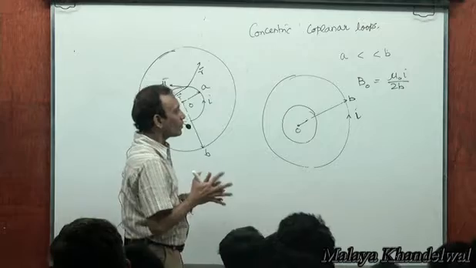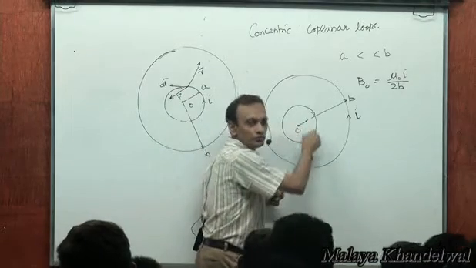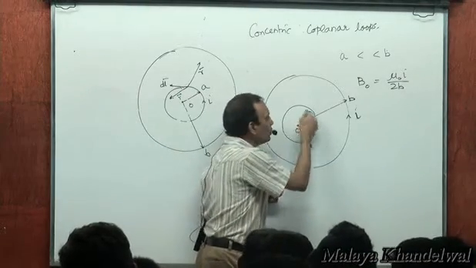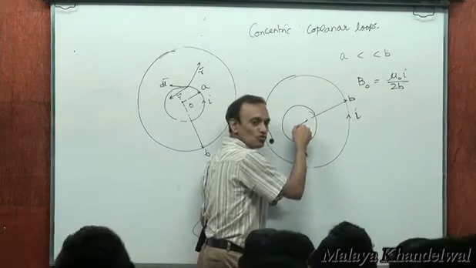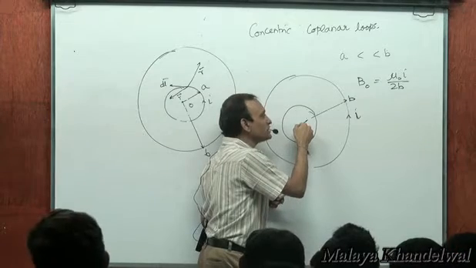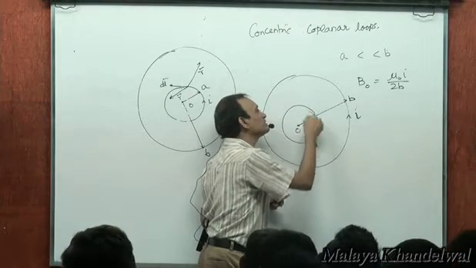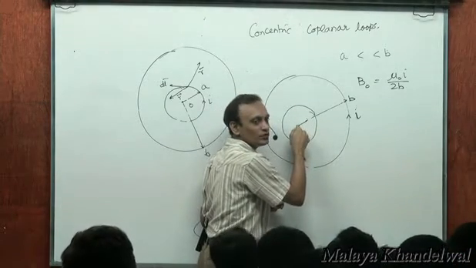Now, this is a really chotu loop. So all points on this are very close to O. So can I not practically imagine that the field at every point in this region is almost the same as the field at O?